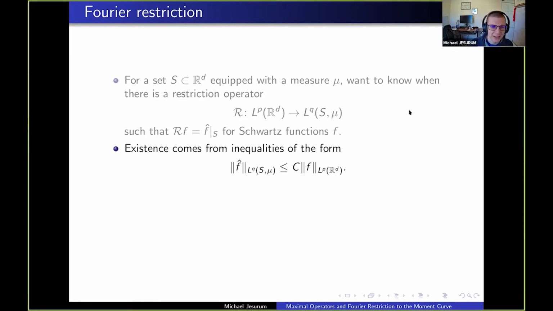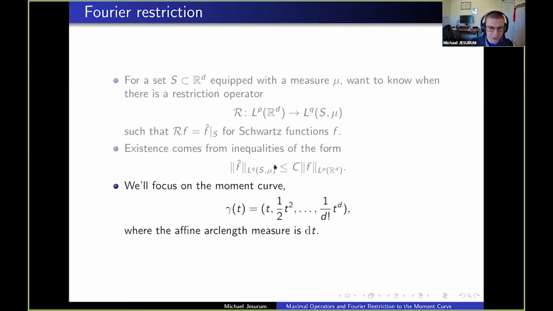Okay, and usually when you look in the literature, they state the theorems more like we're looking for inequalities that look something like this. We're taking f hat in L^q, bounding it by f in L^p. And then if we have an inequality like this, we get the existence of this bounded linear operator.